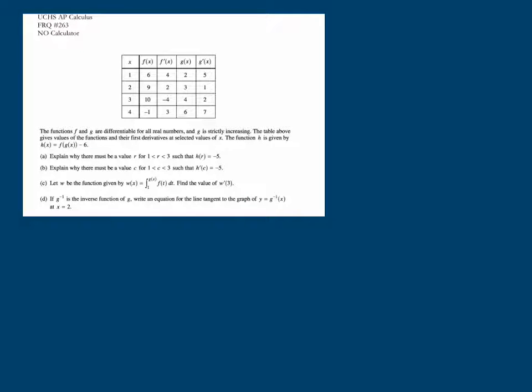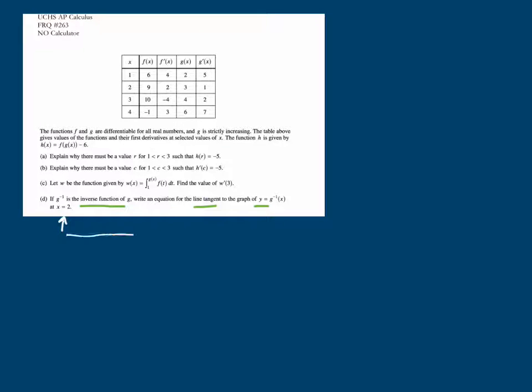Lastly, we have part D. If g to the negative 1 is the inverse function of g, write an equation for the line tangent to the graph of y equals g prime of x at x equals 2. Okay, so we want the inverse of the function at x equals 2.